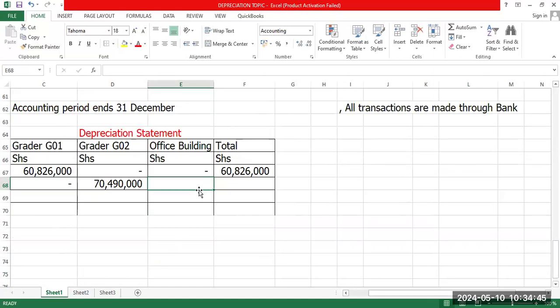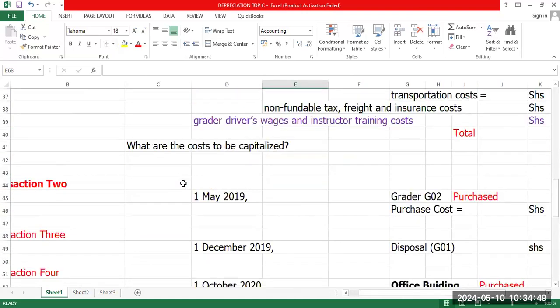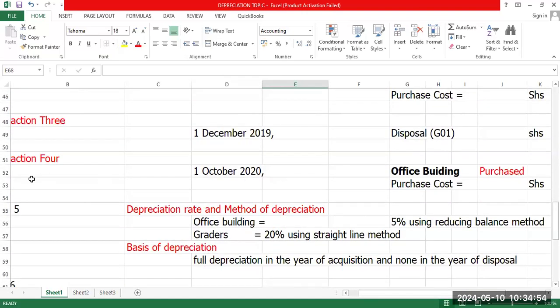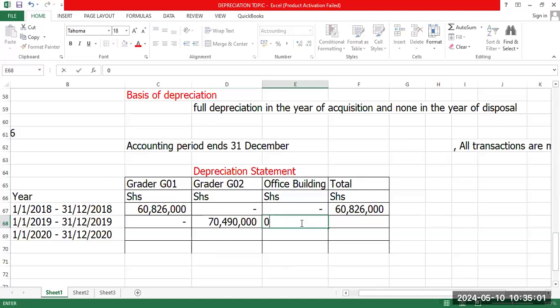Then in 2019, did we have office equipment? When did we acquire the office building? 2020. So it means that in 2019, you cannot give depreciation for the office building. So what is the total depreciation here? Total depreciation, you just get what you have here plus this plus this. Then we go to our last year.